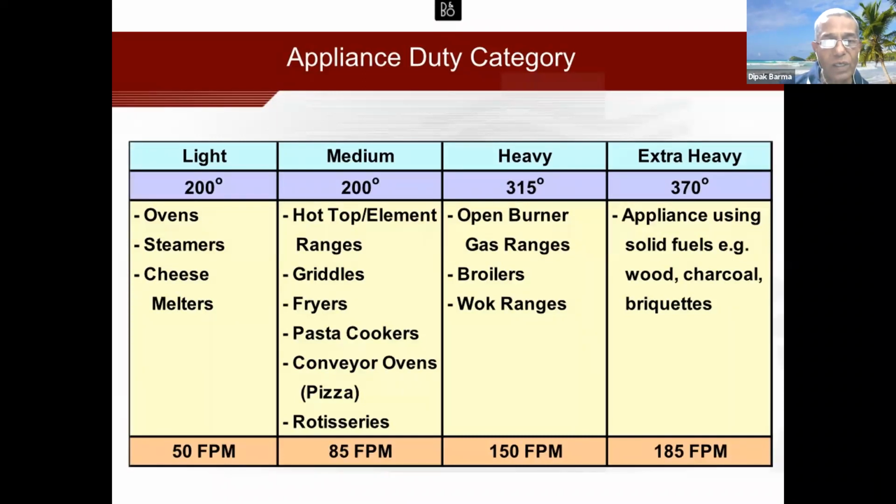Why it's important is, for light cooking, which is around 200 degrees centigrade, let's say ovens, steamers, cheese melters, a 50 feet per minute velocity in the hood is normally sufficient. As we go on to higher temperatures, with extra heavy appliances using solid fuels like wood, charcoal, briquettes to heat, here we need velocities as high as 185 feet per minute to be able to contain the plume within the hood. So this is something we must know.